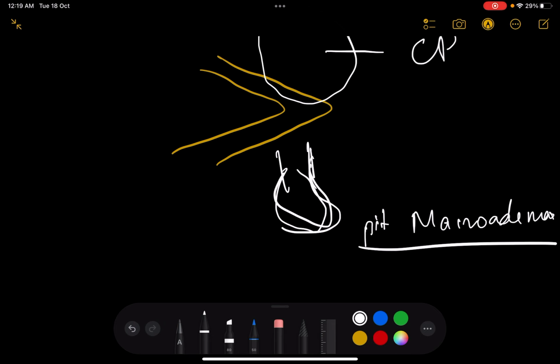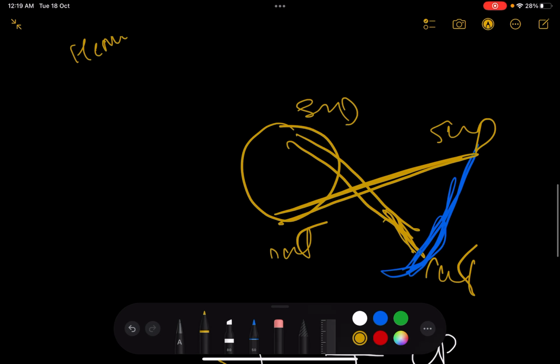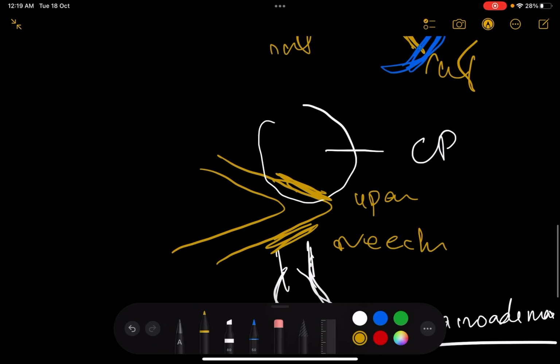So when CP is above, that means that the upper fibers are involved, upar wala fibers, and here the niche wala fibers are involved, upar and niche. Now as I told you, the upar wala fibers are going to correspond to the inferior field, and the niche wala fibers are going to correspond to the superior field.